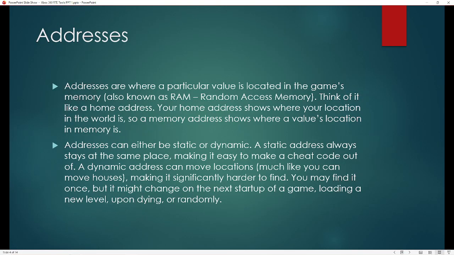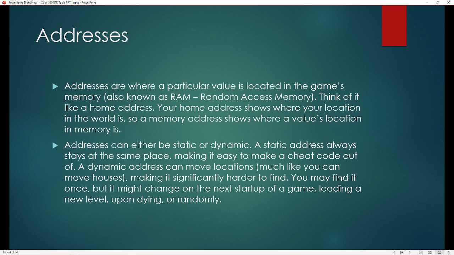Now, we're going to learn about addresses. Addresses are where a particular value is located in the game's memory, also known as RAM, random access memory. Think of it like a home address. Your home address shows where your location in the world is, so a memory address shows where a value's location in memory is. Addresses can either be static or dynamic.